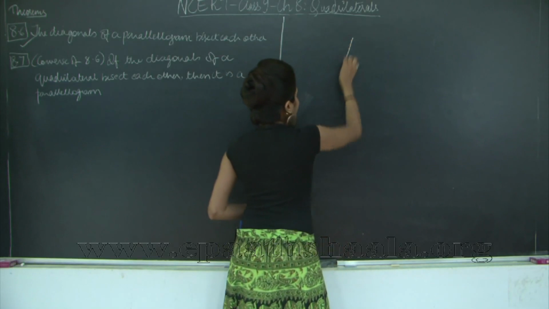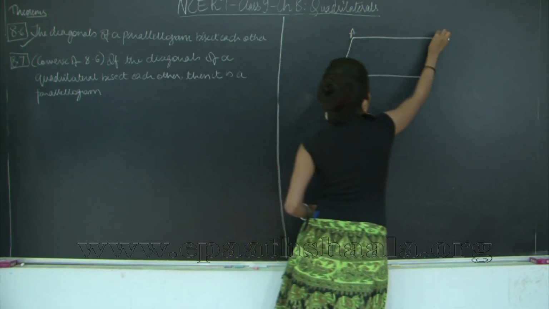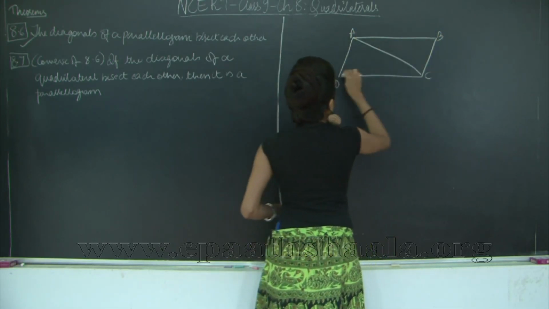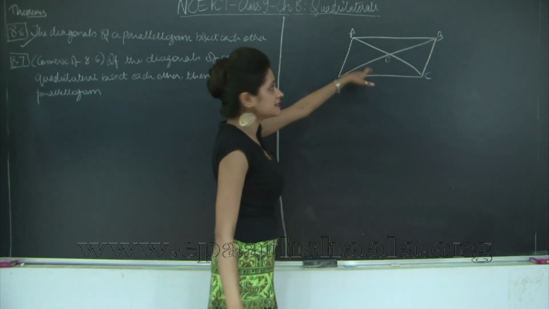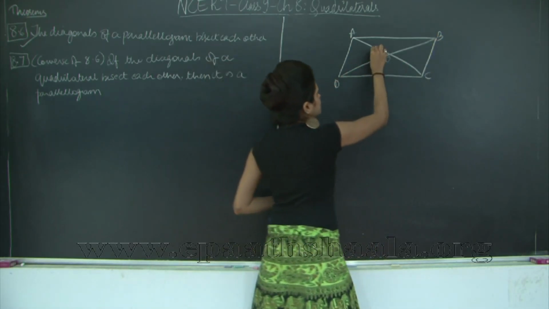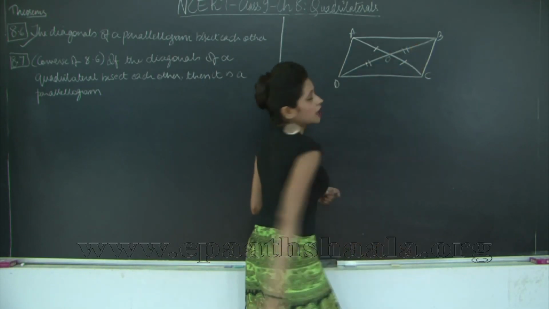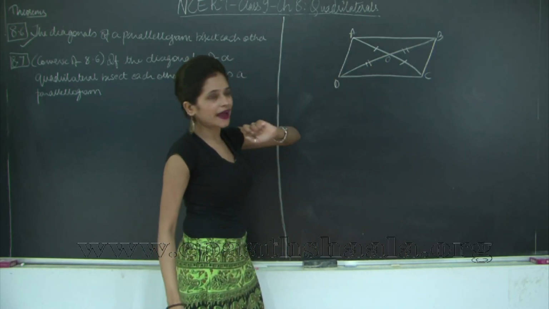So, let us say I have my quadrilateral ABCD. What is given? That the diagonals are bisecting each other. So, I have drawn the diagonals intersecting at point O, and it is given that OA is equal to OC and OD is equal to OB. What do I need to prove? That this quadrilateral ABCD is a parallelogram.